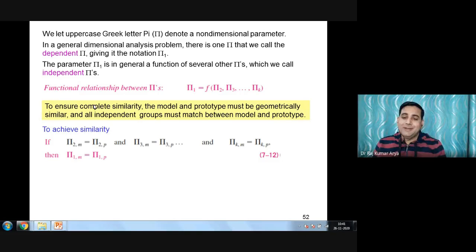Yes, sir. So you have to always think what various variables are involved in a particular project or particular machine. You have to list all of them.